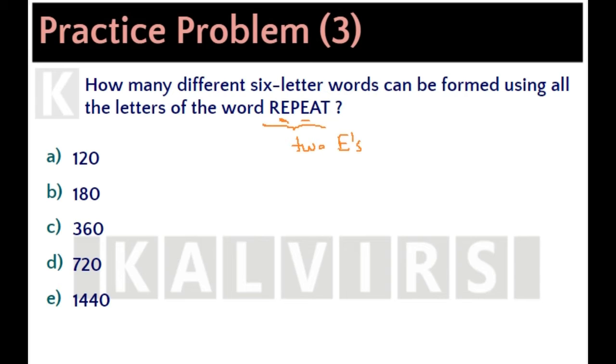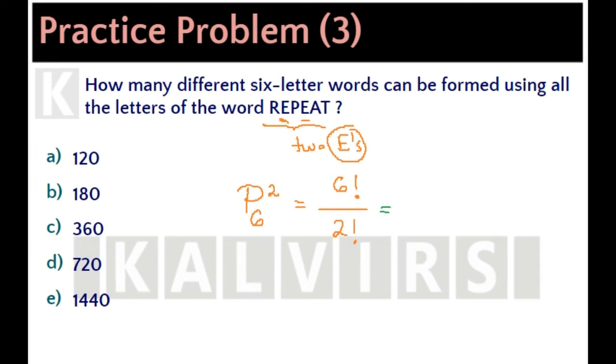Therefore, which formula shall we use? We need to use the formula of permutations with repetitions because repeat has two indistinguishable elements. Therefore, permutations of 6 objects where we have 2 indistinguishable objects is equal to 6 factorial over 2 factorial.